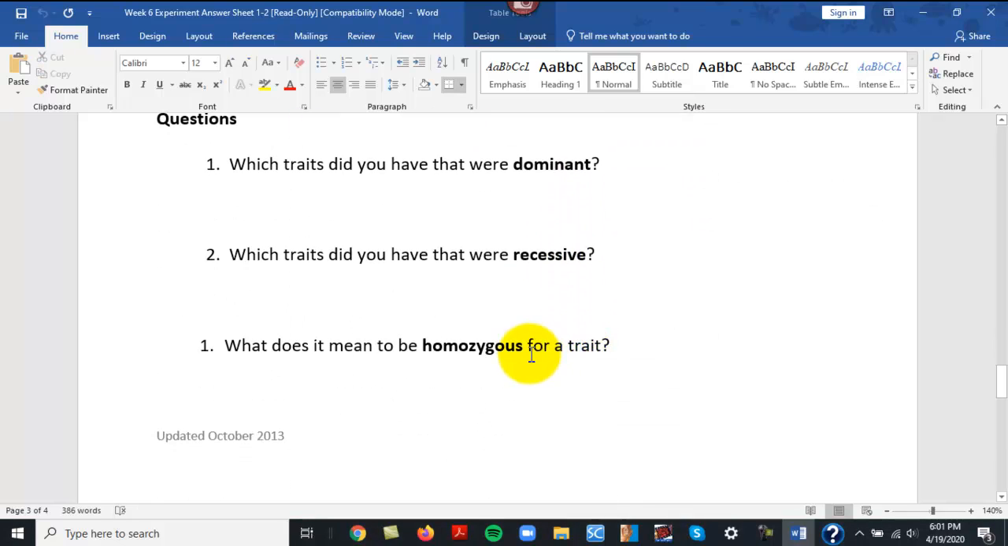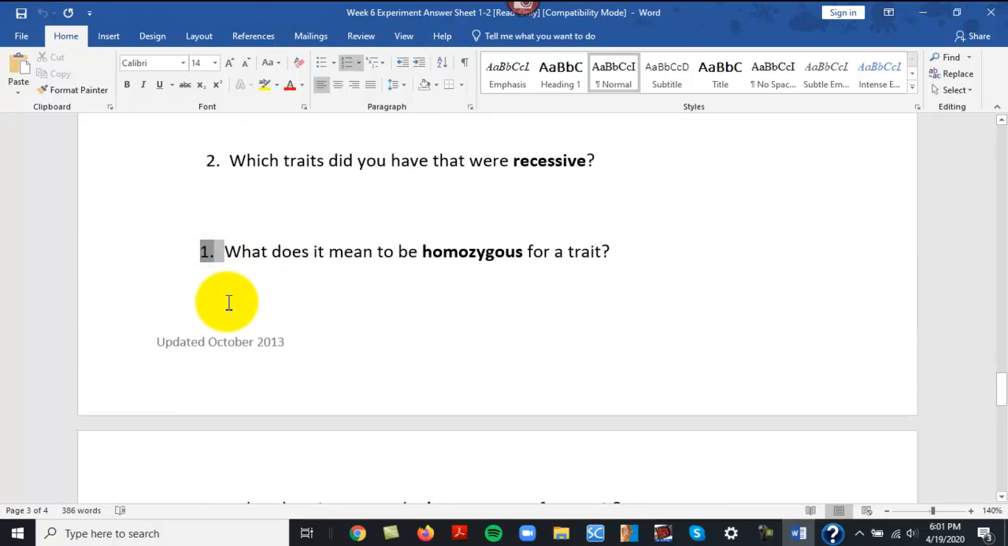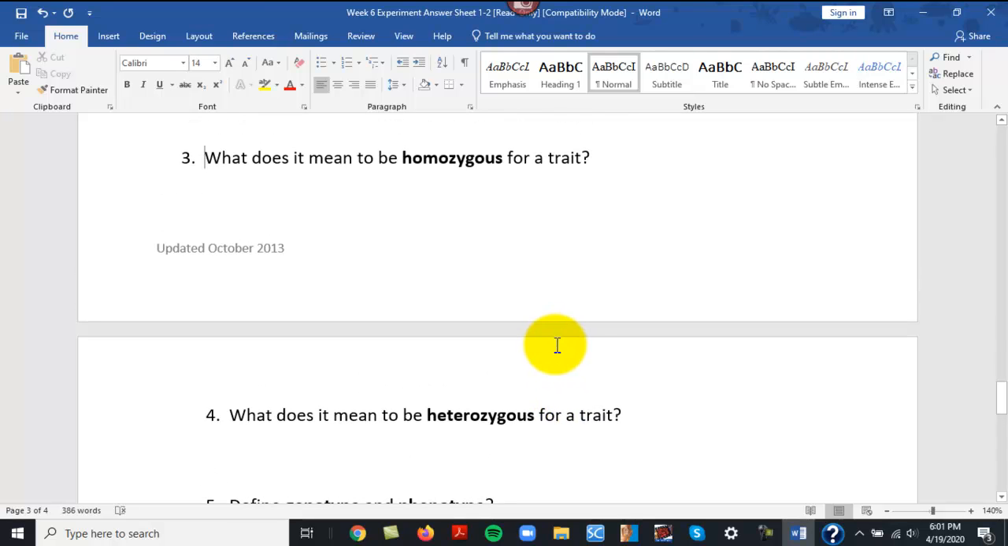Okay, and then what does the term homozygous mean for a trait? Homozygous means you got 2 of the same alleles, like homozygous recessive. That's what that means. I don't know why it has a 1, that's interesting. It should be a 3. Heterozygous is like big E, little e, different.